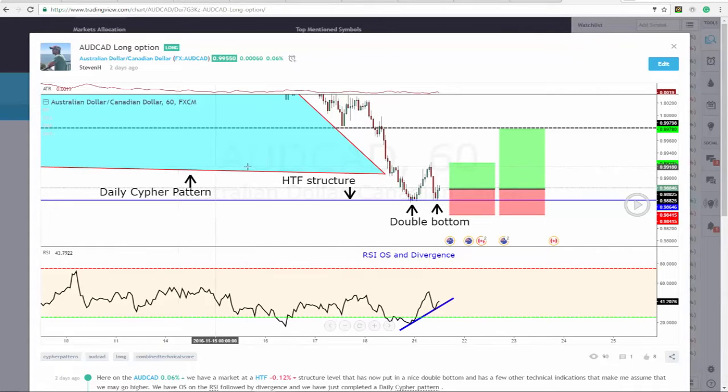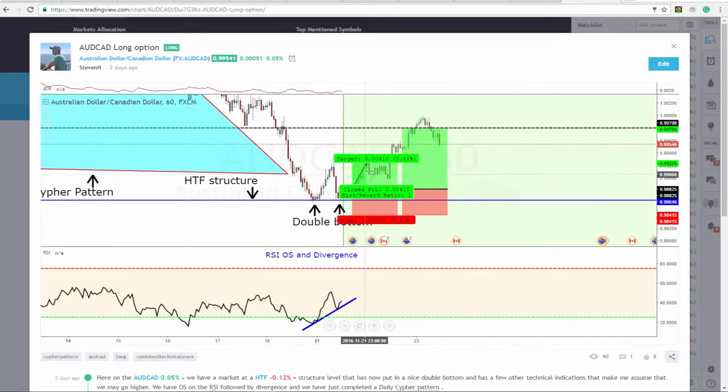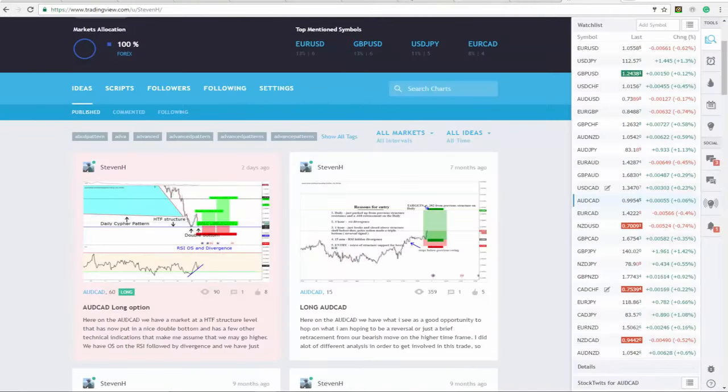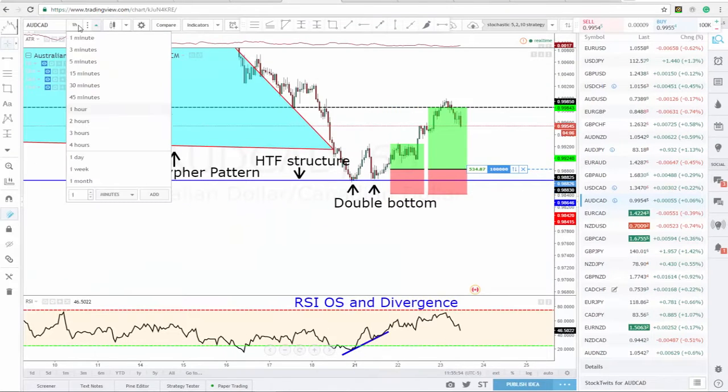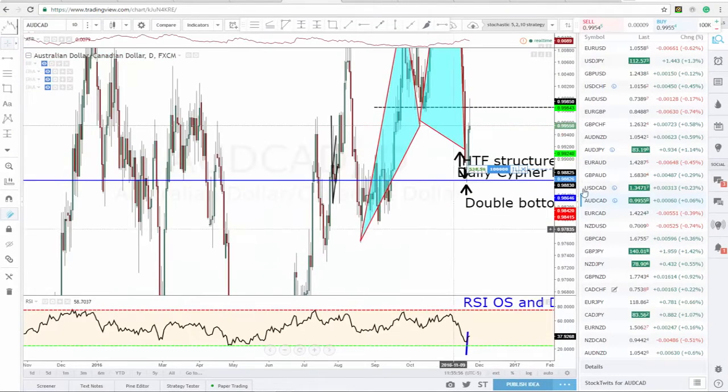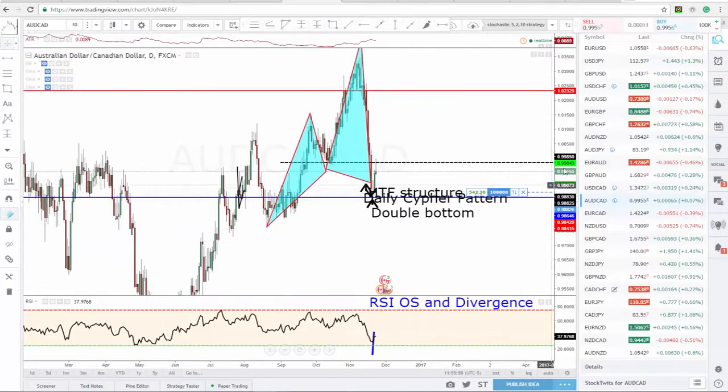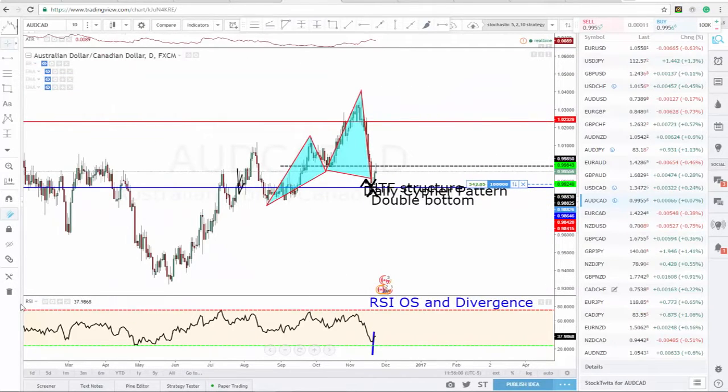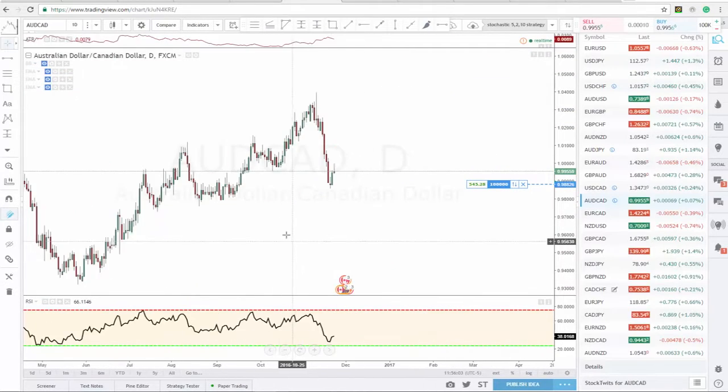So as you can see, we did have this higher time frame structure level indicated by my blue line, daily cipher pattern, double bottom, and RSI divergence all coming together to give us a 1-2 target winner. Now we'll head back to the charts, and if I zoom out to the daily chart and show you guys this very nice cipher pattern, actually what I'm going to do is delete all my analysis and restart from the beginning, showing you exactly what I was looking at.